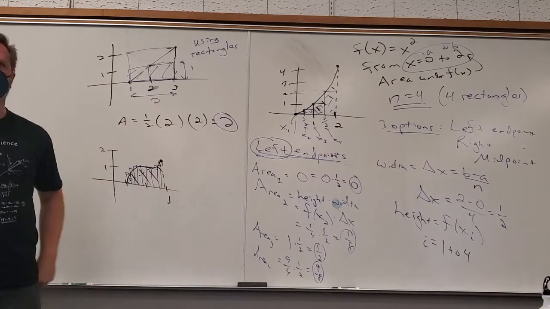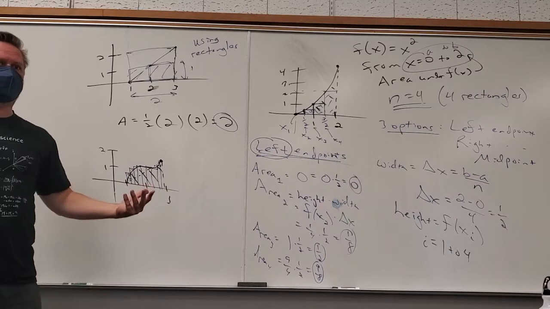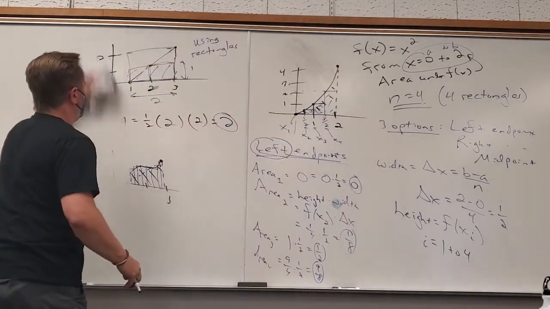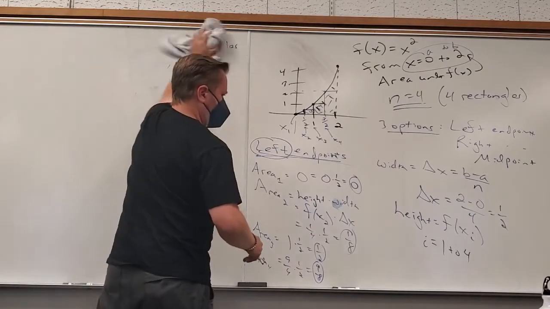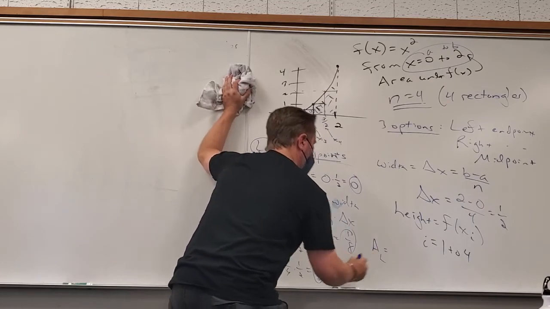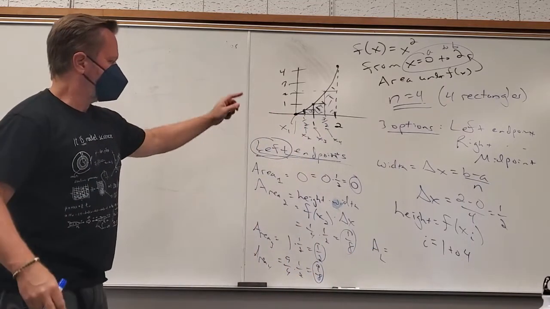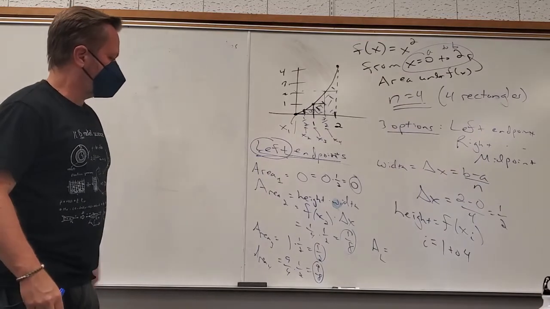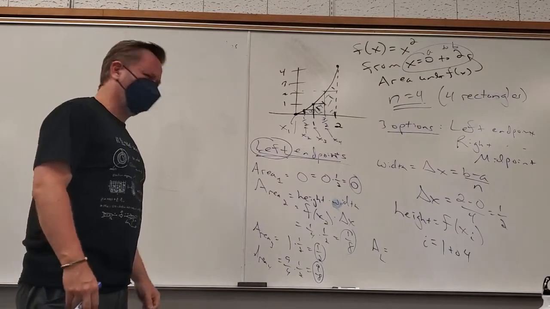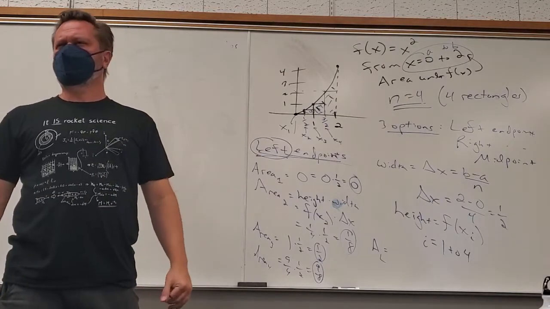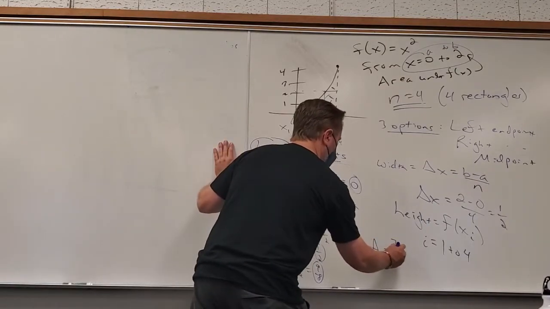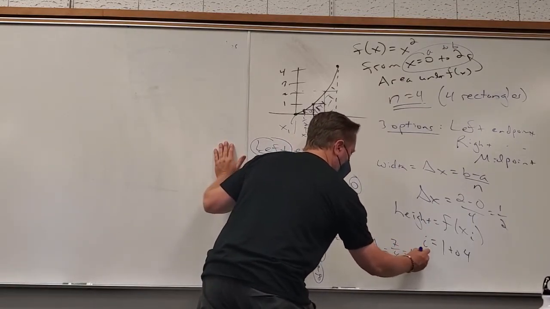So how do I figure out my underestimate for that area? What do I do with those areas? Add them up. That's it. Okay. Let me see. Well, I can do that real quick. So my area using left endpoints is 0 plus 1/8 plus 1/2 plus 9/8. That's 7/4. Anybody do that yet? Yep. 7/4, otherwise known as 1.75.